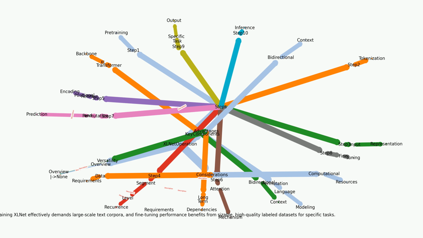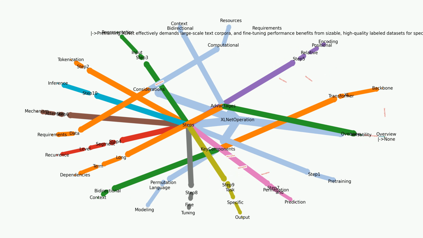capture bidirectional context. Transformer XL backbone. Description: XLNet builds on the Transformer XL architecture, incorporating segment-level recurrence and relative positional encoding to model long-term dependencies. Bidirectional context. Description: Unlike BERT, which masks tokens for prediction, XLNet's permutation language modeling enables it to consider context from both left and right sides of a target token.